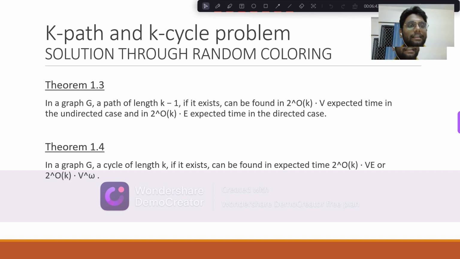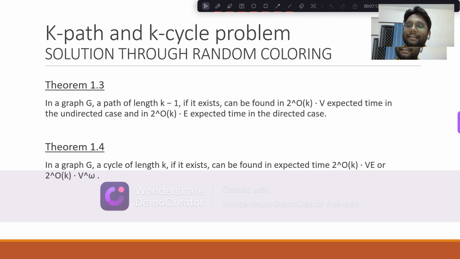Let's discuss that. Random coloring will help us to find different types of patterns in a graph. What we'll do is color the vertices of the graph randomly, and then with the help of dynamic programming, we'll try to find whether a k path or k cycle exists in the graph. Finally, we'll receive two results, which I have mentioned as theorem 1.3 and theorem 1.4. Let's go through them once.